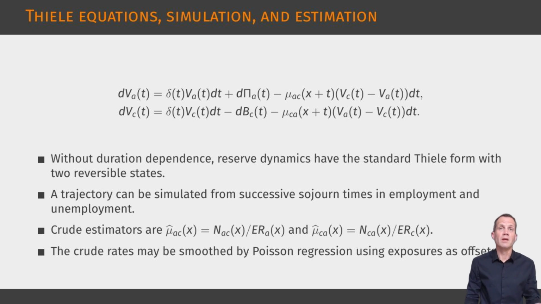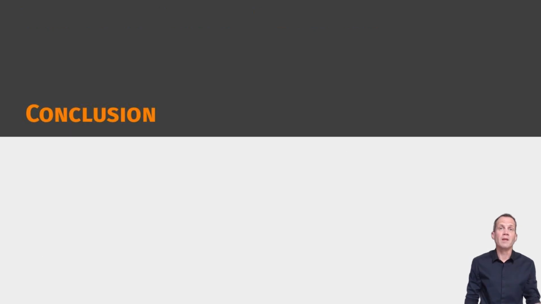For estimation, the homogeneous likelihood leads to intuitive maximum likelihood estimators. The job loss rate is estimated by the number of job losses divided by exposure in employment, and the re-employment rate by the number of returns divided by exposure in unemployment. The chapter then proposes Poisson regression smoothing, where transition counts are modeled with means equal to exposure times the corresponding transition rates. The last part summarizes the actuarial message of the chapter.